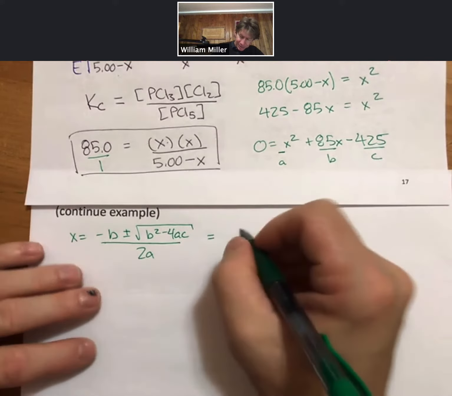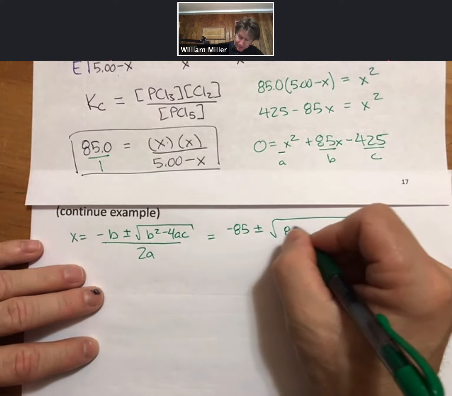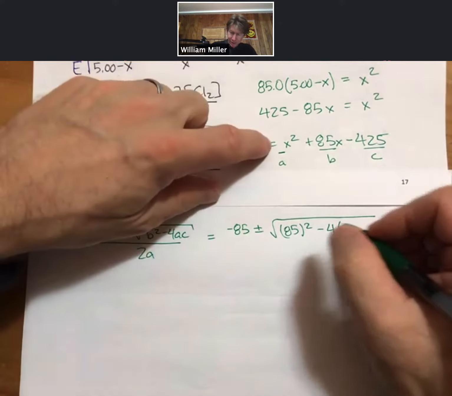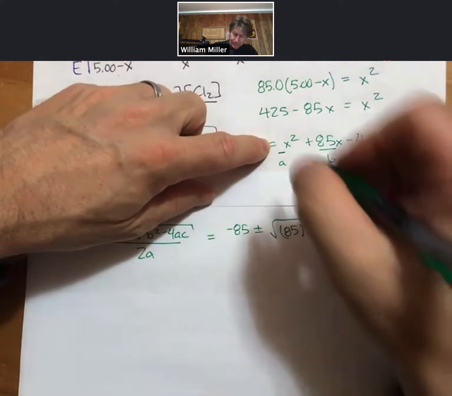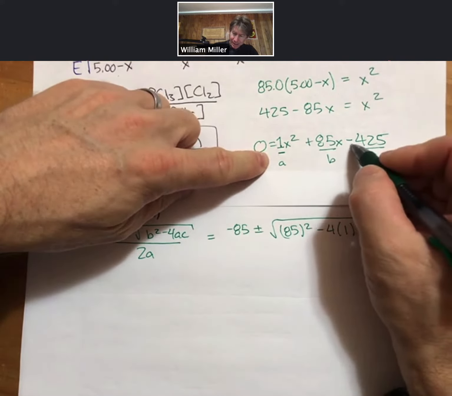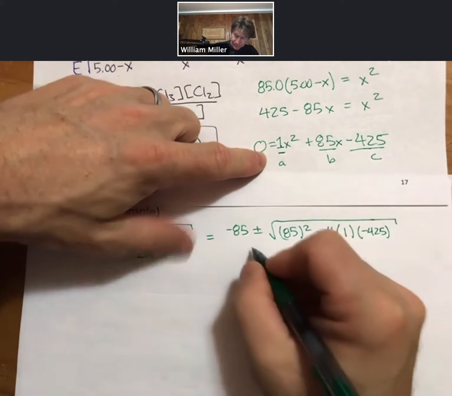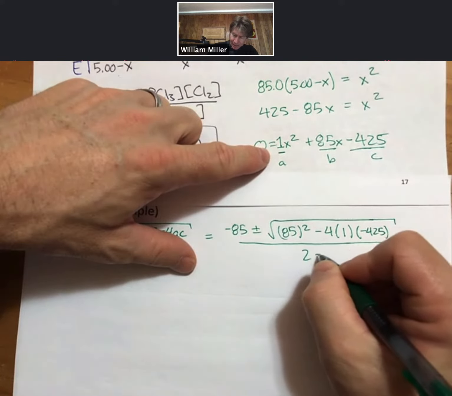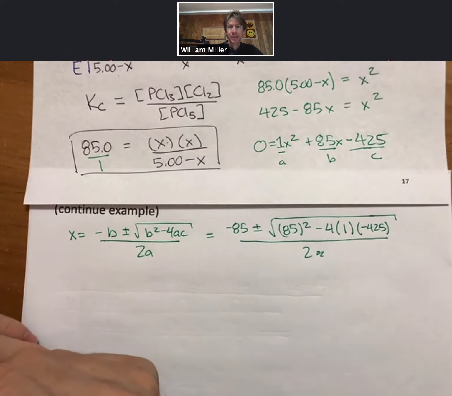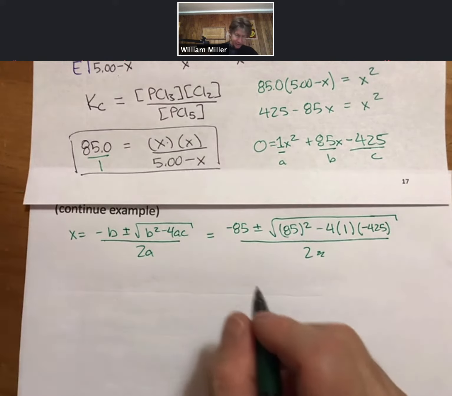So minus b is going to be minus 85 plus or minus the square root of 85 squared minus 4. A is just 1, we'll put the 1 in there. And C is minus 425. Put that all over 2A, and A is just 1, so it's just 2. So now we have that because there are 2 roots, plus or minus. Let's go ahead and solve that now, slowly but surely.